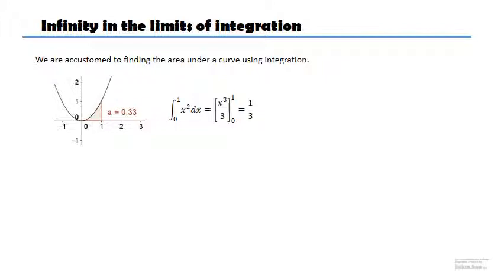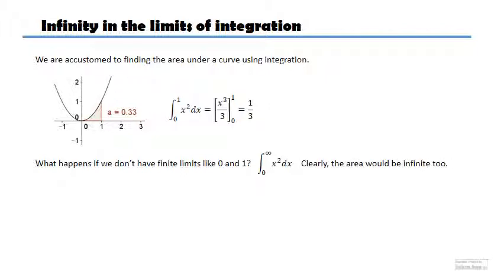All is good here. Now what happens if rather than between 0 and 1, someone tells me between 0 and infinity? Well, of course, you think about it and you go, well, between 0 and 1, the area is 1/3. Between 0 and 2, the area is a lot bigger. Between 0 and infinity, the area is infinity, right? I mean, it's just going to keep getting bigger, so easy answer. The answer to this is infinity.